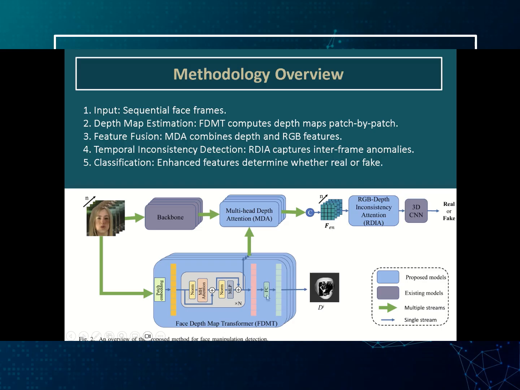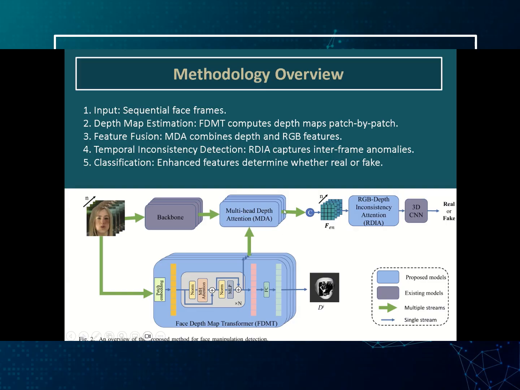Because they are using the vision transformer technique, they have to extract features from the RGB images and from the different channels. So they are using Xception as the backbone. In the ablation study they have used different backbones, but mostly in their model they use Xception. After that, they use their proposed multi-head depth attention, MDA. What exactly is multi-head depth attention doing? It merges the face depth maps and the RGB feature maps.